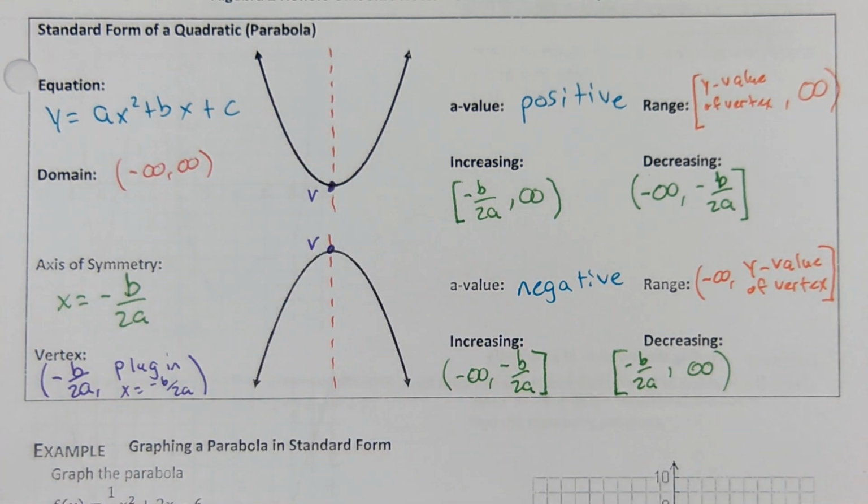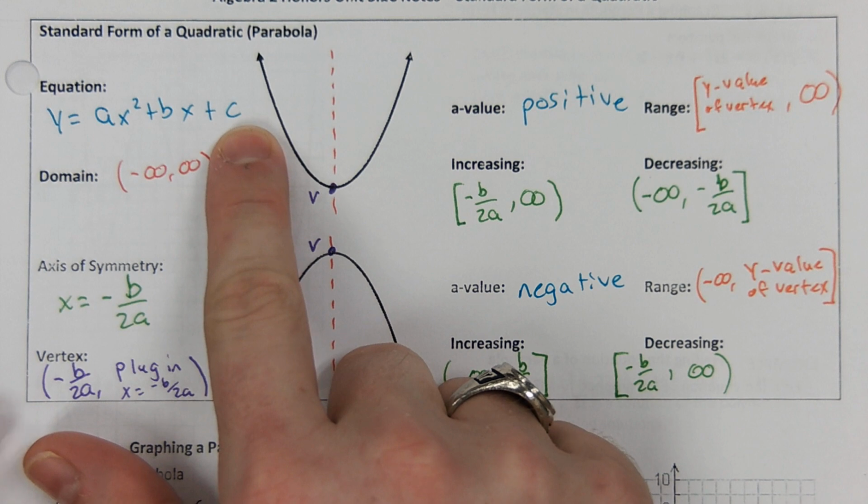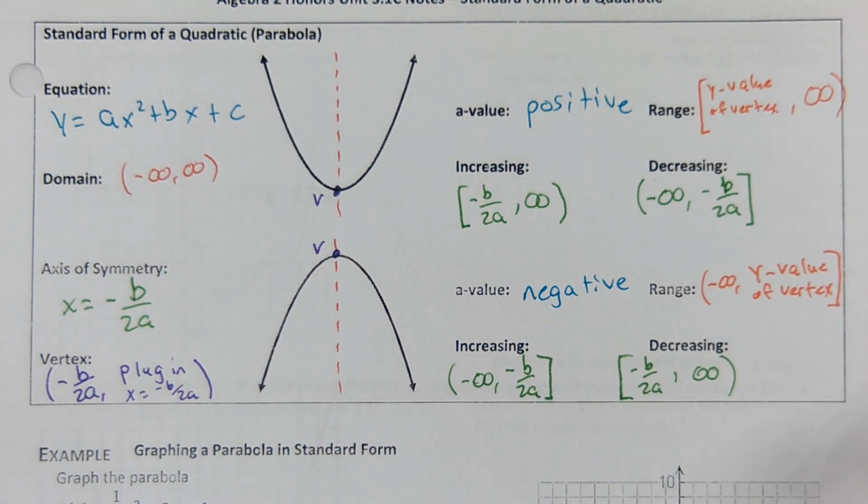If x equals 0, what's left? Just the c value. So standard form hands us our y-intercept without working for it. It's this number that's written at the end. Mr. M, what's the big deal? Why don't you want to put that in the box?